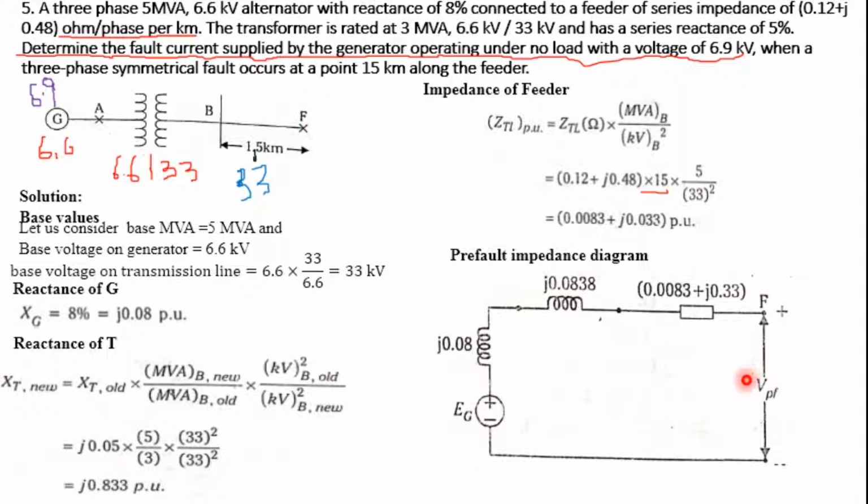Because we have to calculate VPF. Where is the VPF actually? There is a fault at the feeder point, so this is quite different. Then from this we can calculate ZTH. There is no problem with ZTH because the generator, transformer and feeder are all connected in series, with the voltage source short circuited. By adding up all things we get 0.0083 plus 0.04933.